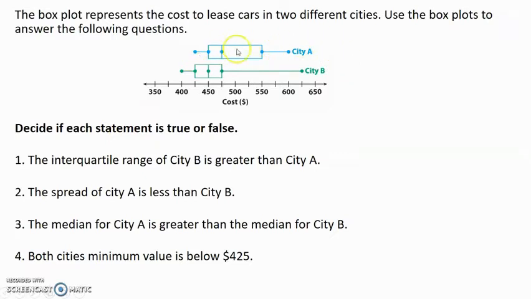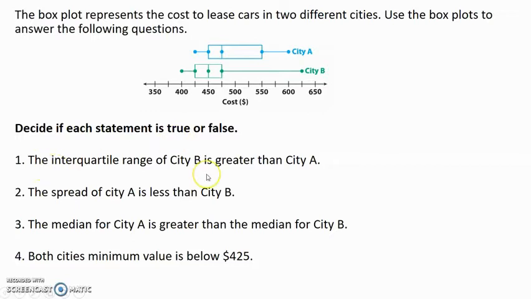So we have city A, which is on top, that's the blue one. And we have city B, which is on bottom, and that is the green one. And we're going to be comparing these. Now, just to be clear, leasing a car just means like renting the car, and these values are kind of small, so I'm guessing this is probably a monthly fee to rent the car.